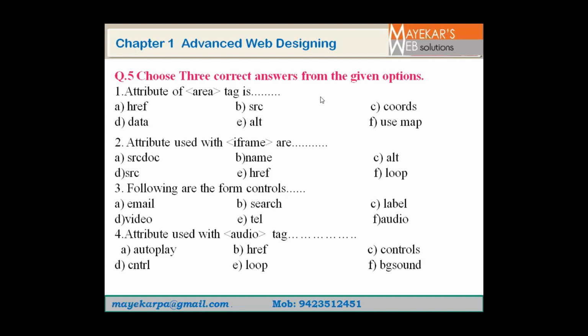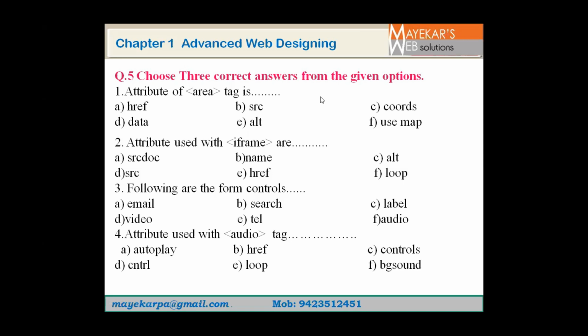What does it denote? The HTML document or URL which you want to link to the particular hotspot, we are using href attribute. Okay, so we can say area href is equal to a.htm, or we can say area href is equal to www.http://www.msn.com. So this type of URL we can apply. So href is the right answer.